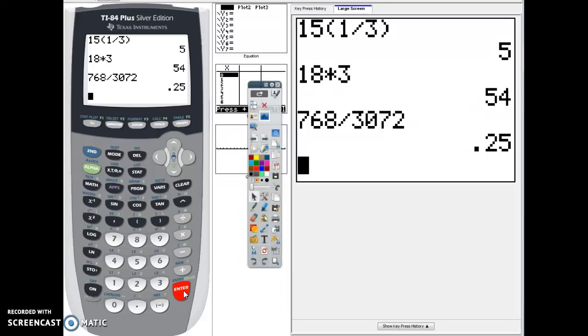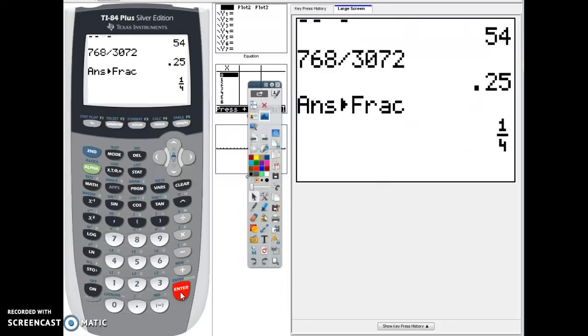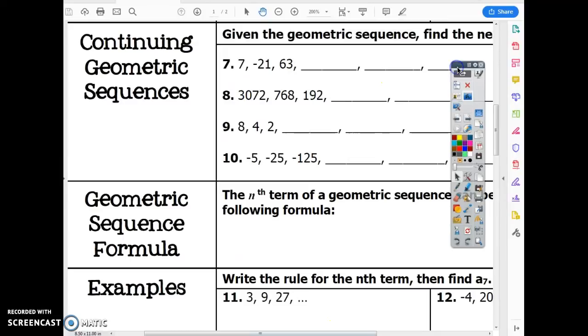Okay? That's 0.25. So you can just leave it like that. That means every time we're going to be multiplying by 0.25, which is really a fourth. So 0.25 or a fourth is fine with me. It doesn't matter which one you use. So if I'm multiplying this times this, 0.25, and that gives me 768, then this times 0.25 should give me 192.